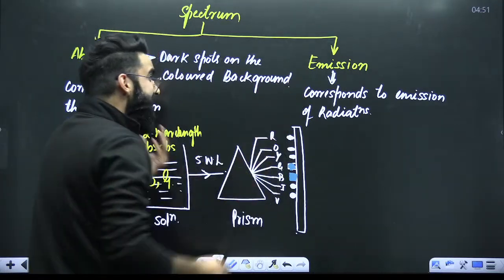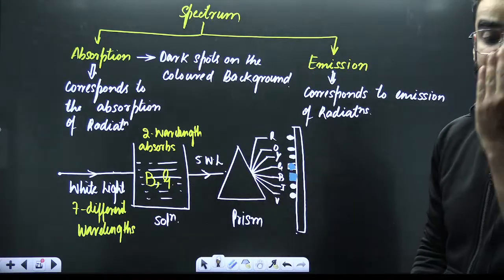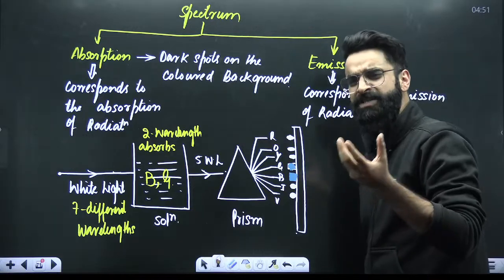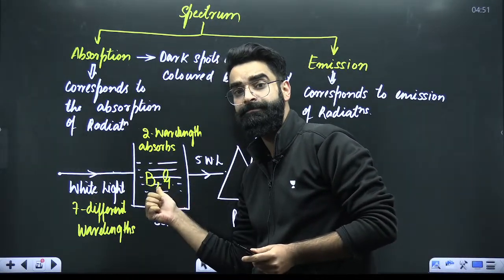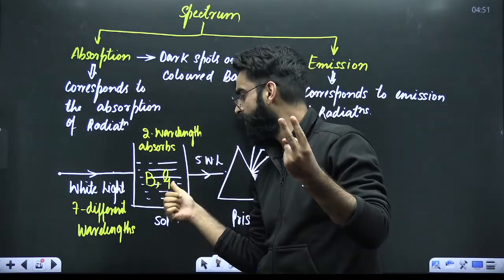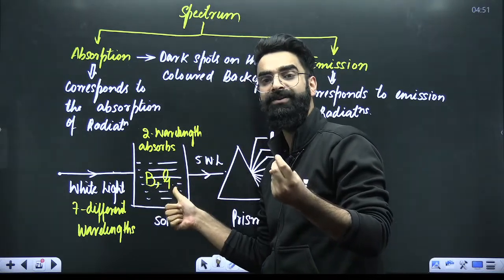Now the point is, why do we get these dark spots on the colored background? That's your question. My dear students, what happened exactly when this white light goes into the solution? The solution absorbs two of the radiations, one is blue, one is green. The solution absorbs two of the wavelengths, blue and green.